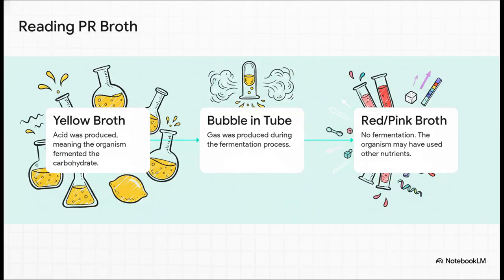And reading the result is actually super straightforward. If the broth turns yellow, it means acid was made, so fermentation definitely happened. A bubble in that tiny Durham tube tells us that gas was also produced. But if the broth stays red or even turns a deep pink color, that means no fermentation. The bacteria probably just used a different nutrient source, making alkaline waste instead of acid.